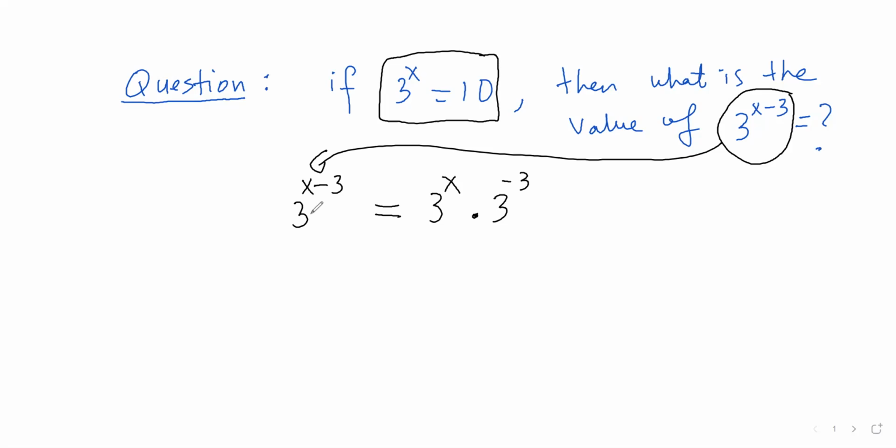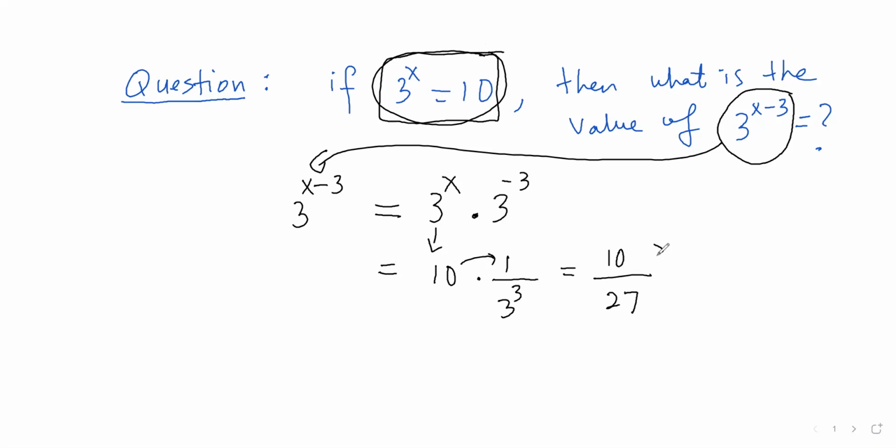Now it's time to use what's given to us. What's given to us is 3 to the x. So the value of 3 to the x is 10. Instead of 3 to the x, I'm just going to put 10 here, times 3 to the negative 3, which is just 1 over 3 to the 3. So this will be 10 divided by 27, since 10 times 1 is 10 and 3 to the 3 is 27. So that's the final answer. We can't simplify this, obviously, and we just leave our answer as a fraction like this. Okay, so that's your first question.